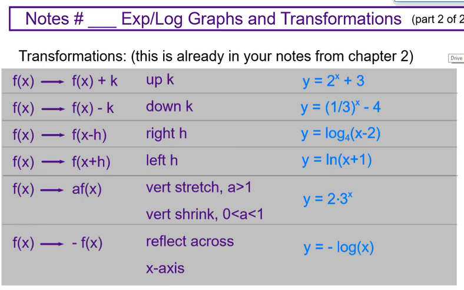Okay, so we have a few examples that I've written in blue, and basically the idea would be if you wanted to graph one of these, what you could do is think of the graph of the parent function and then what transformation took place. So if you wanted to graph y equals 2 to the x plus 3, you would think of what the graph of y equals 2 to the x looks like and then shift it up 3. If you wanted to graph y equals (1/3) to the x minus 4, you would think about what the graph of y equals (1/3) to the x looks like and then shift it down 4.